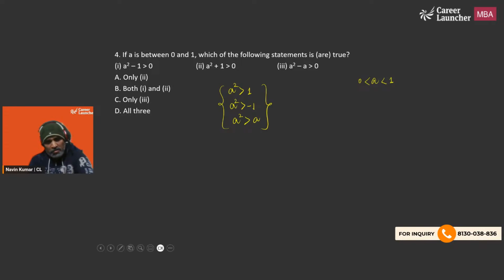Pretty simple question. Not much to think about. You can take any value which lies between 0 and 1 and put it instead of A and see which out of these three works.